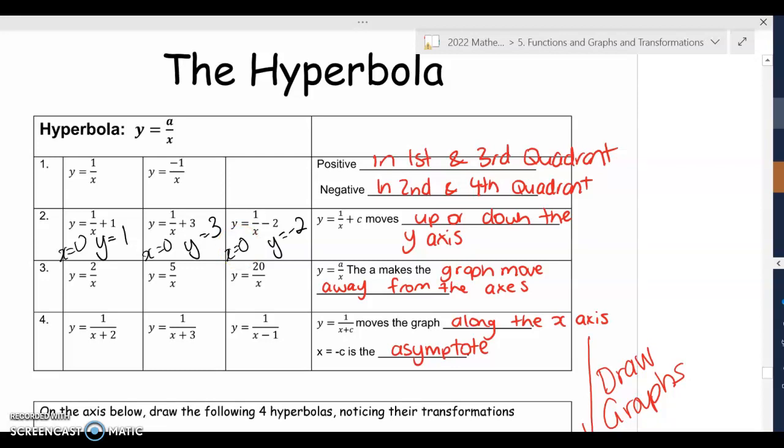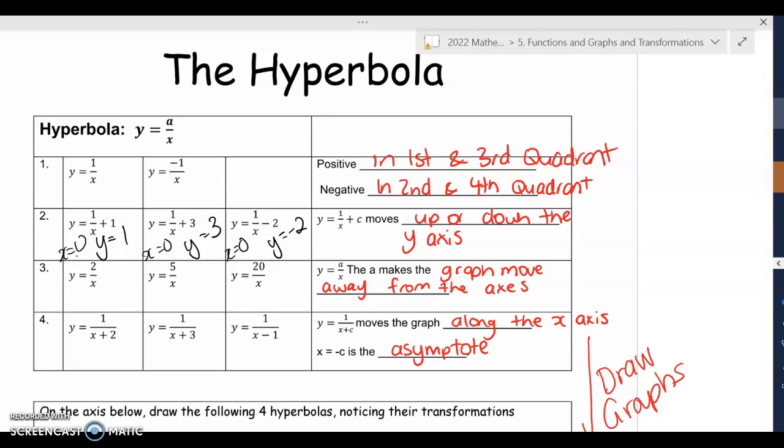Okay, row 3. We've got y equals 2 on x, 5 on x, and 20 on x. So that's a generic form, y equals a over x. We've had a little talk about this, but what that number on the top does is move our graph away from the axes, or move our graph away from our asymptotes and getting further out. So 20 over x is going to be further out from our asymptotes than 5 over x is, which will be further out than 2 over x is. Another good way to have a look at those is to go and plot them on Desmos, but again, we'll draw some in a moment.